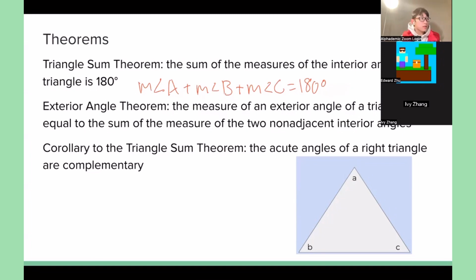Next up, we have the exterior angle theorem, which means that the measure of an exterior angle of a triangle is equal to the sum of the measures of the 2 non-adjacent interior angles.